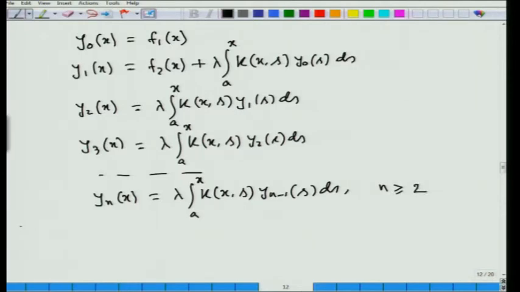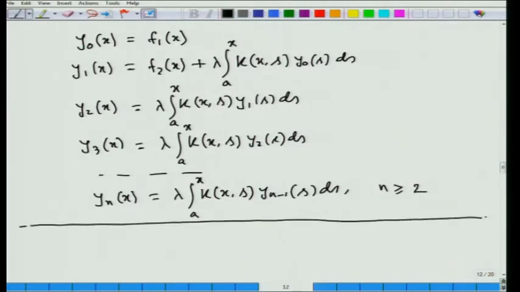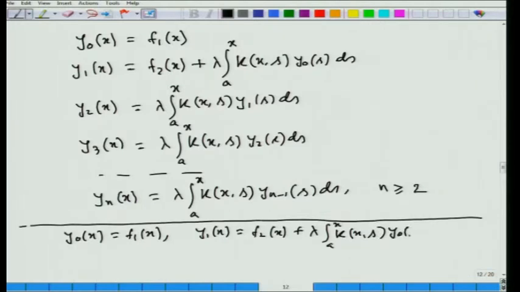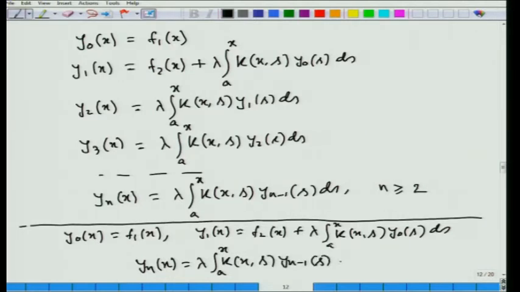So, if we combine these results for the modified Adomian decomposition method, first iterate y0(x) is equal to f1(x), y1(x) is equal to f2(x) plus lambda times integral a to x k(x, s) y0(s) ds, and then general iterate yn(x) is equal to lambda times integral a to x k(x, s) yn-1(s) ds, where n is greater than or equal to 2. So, this is actually the compact form of the Adomian decomposition method, that is of modified type.